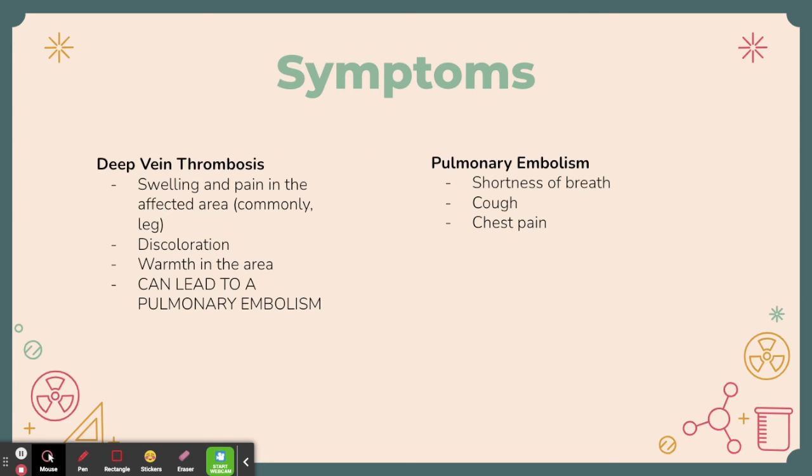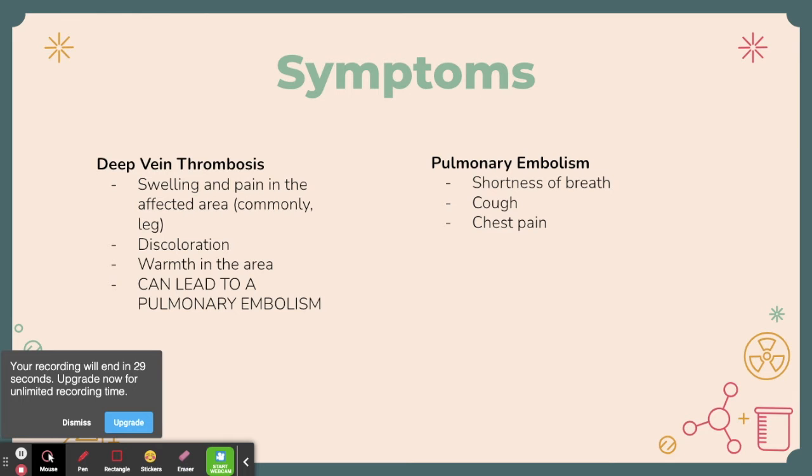For symptoms, DVT causes swelling and pain in the affected area, usually in the leg. It causes discoloration in the area and also warmth. However, this can lead to a pulmonary embolism, and I'll show you how in a couple of slides. Pulmonary embolism can cause shortness of breath, coughing, and chest pain.